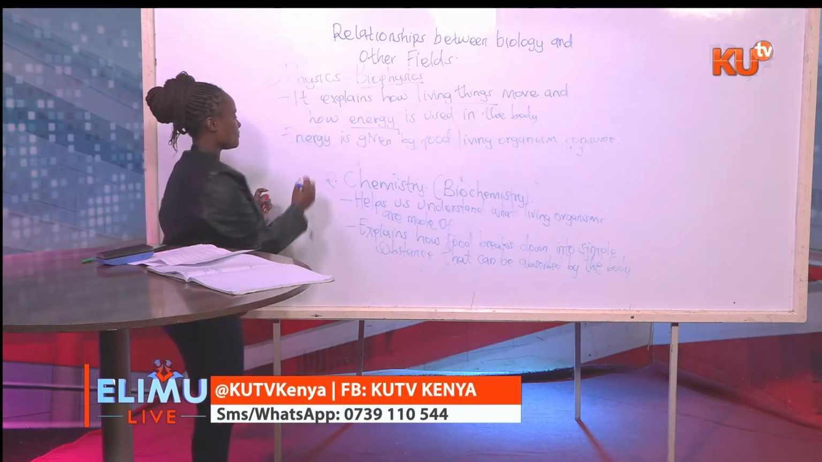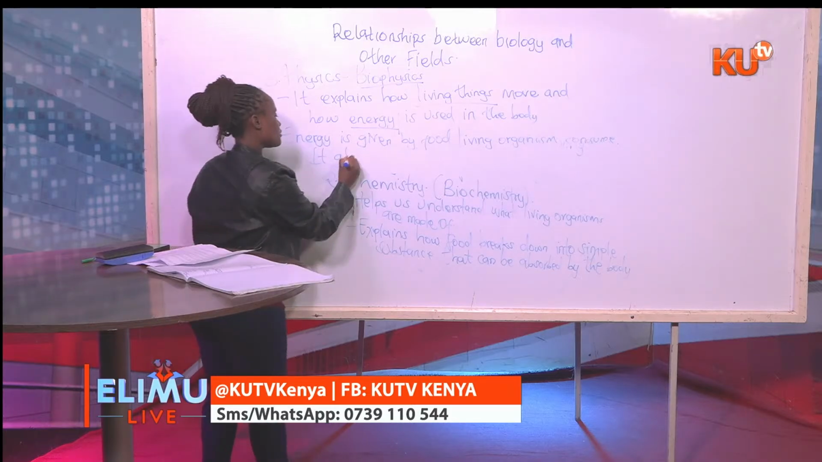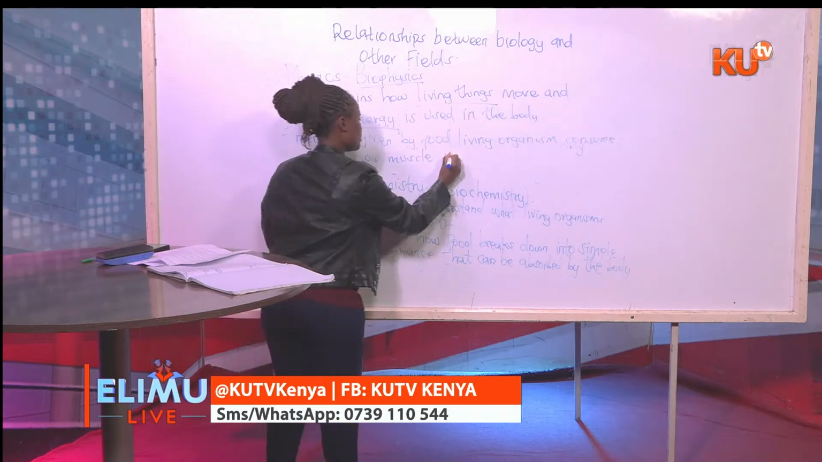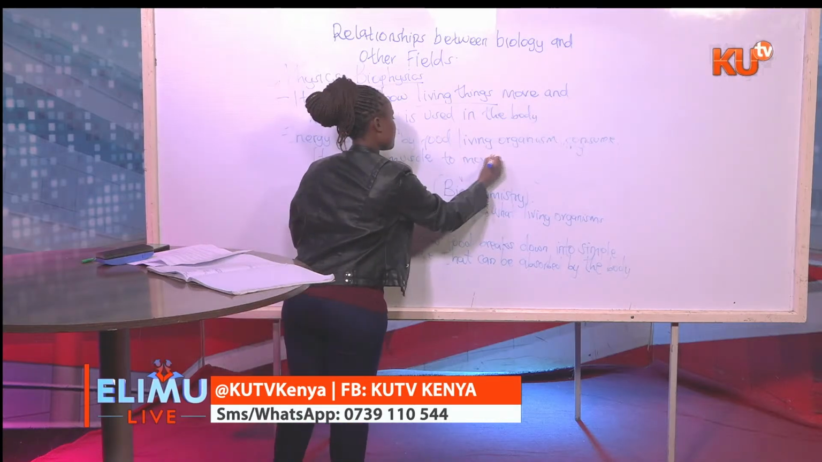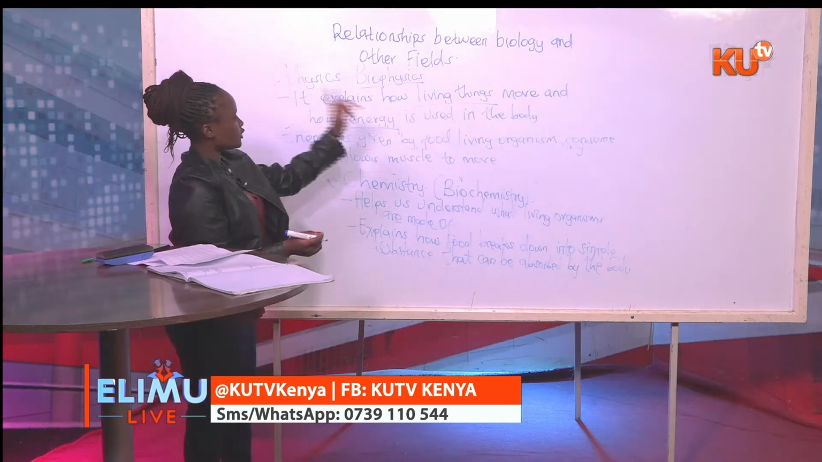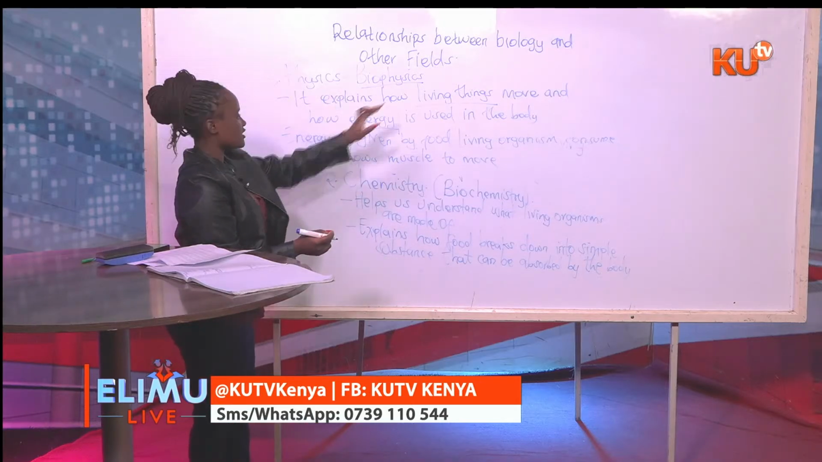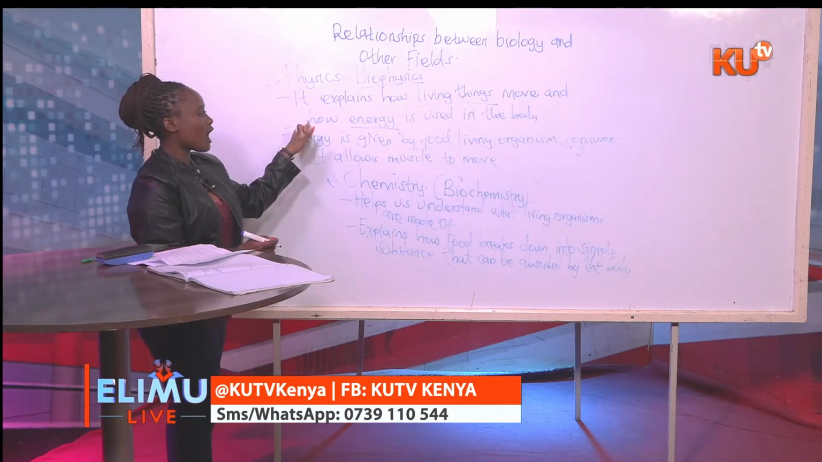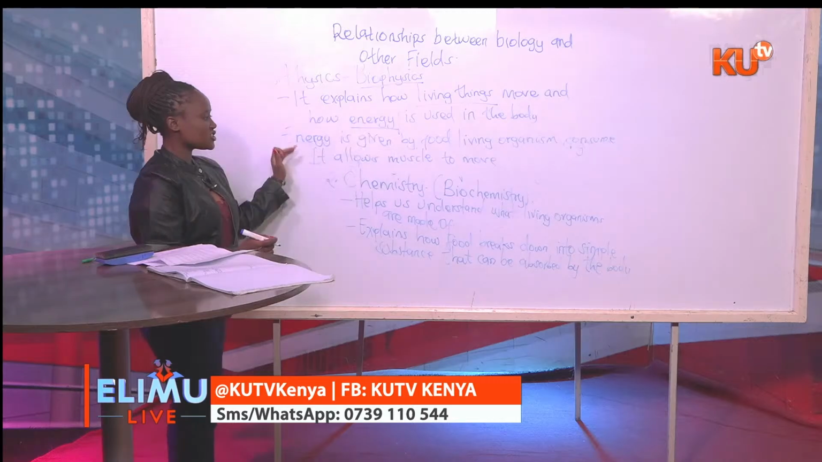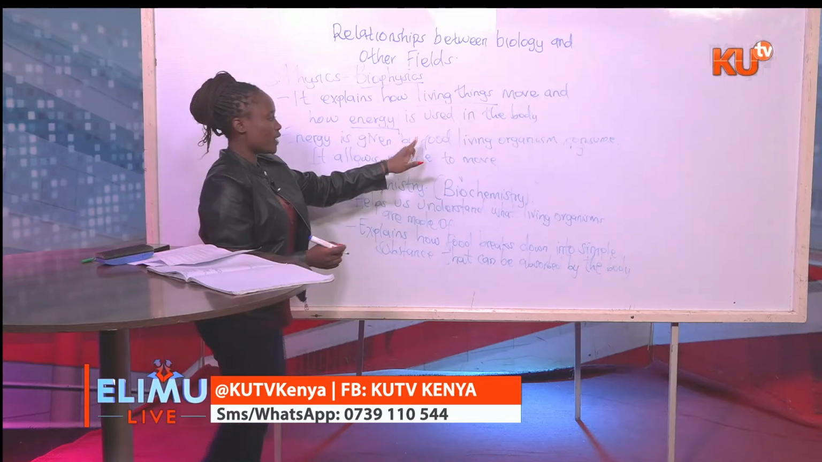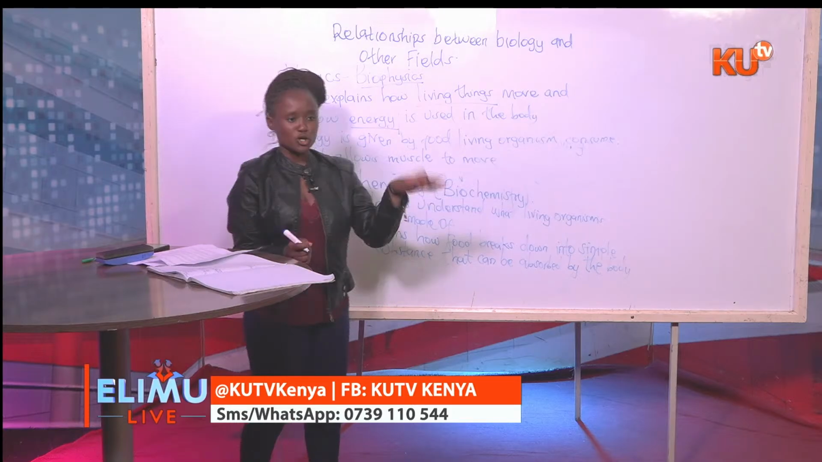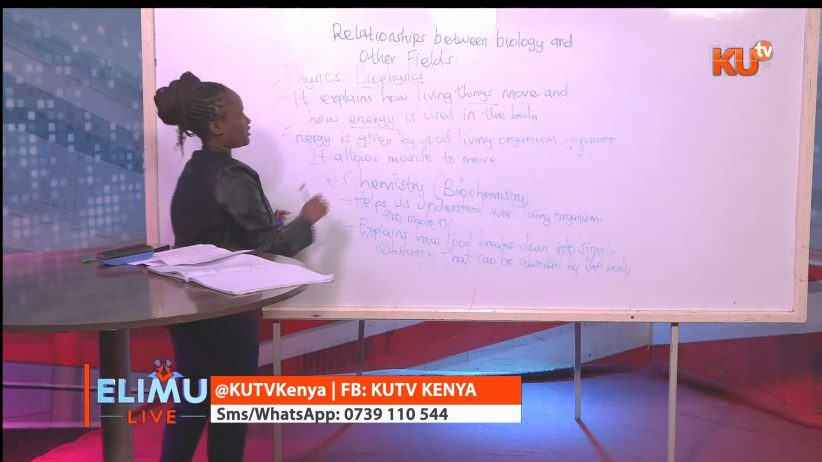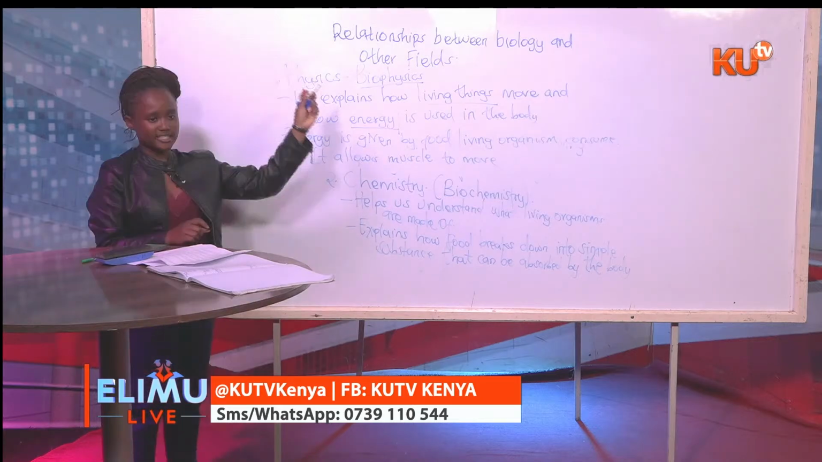So it allows muscles to move. The relationship between biology and physics, or biophysics, explains how living organisms move and how energy is used in the body. Energy is given by food when living organisms consume it, and it allows muscles to move, and that is how physics is related to biology.